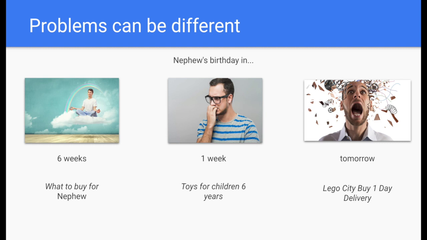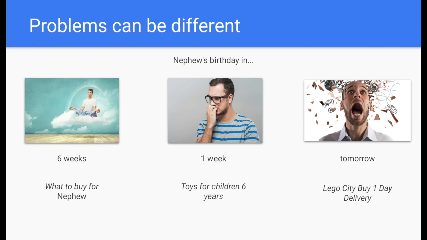When a person is looking for something particular, for example, as in this situation I am looking for Lego City, I have to buy it right now, I have to make a delivery today, because tomorrow is going to be my nephew's birthday, and I don't actually have any time to solve this problem anymore. I have to do it right now and right here.